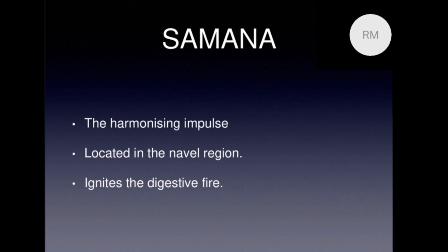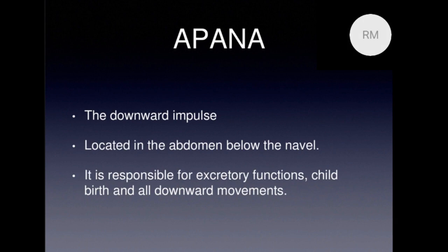And then finally, we have apana. And apana is actually the downward impulse. It is located in the abdomen below the navel. It is responsible for excretory functions, childbirth, and all downward movements. So you can see the peristalsis is a function of apana. When apana is deranged, we have what is called reverse peristalsis.